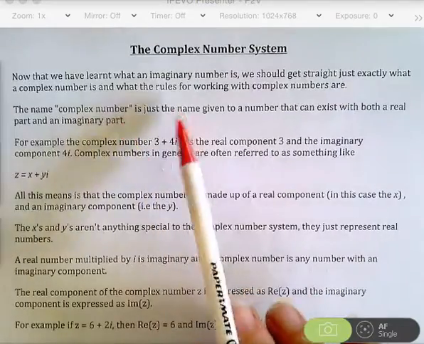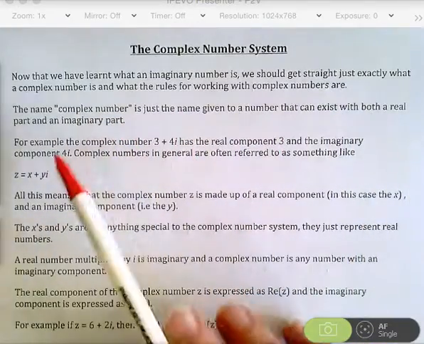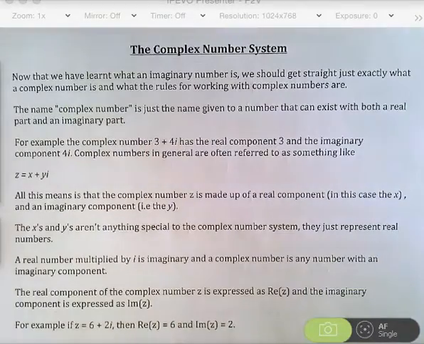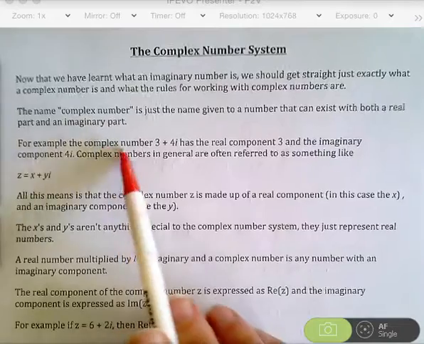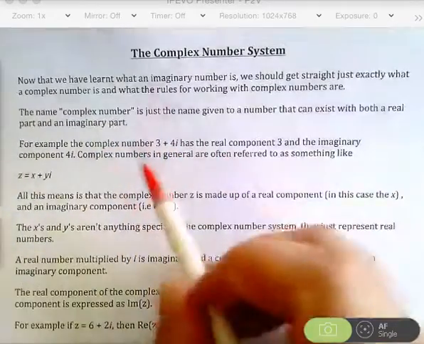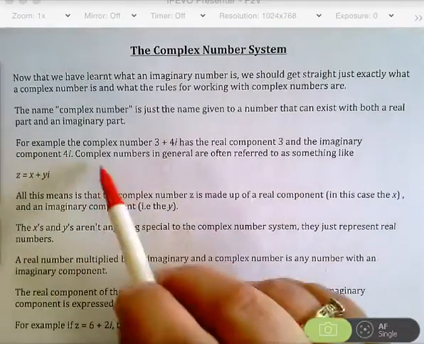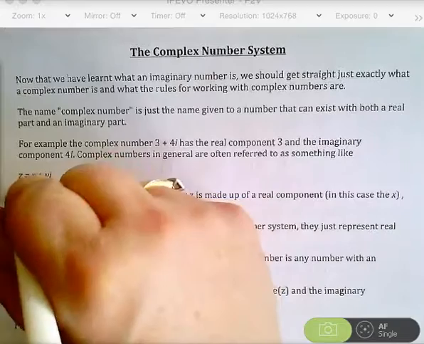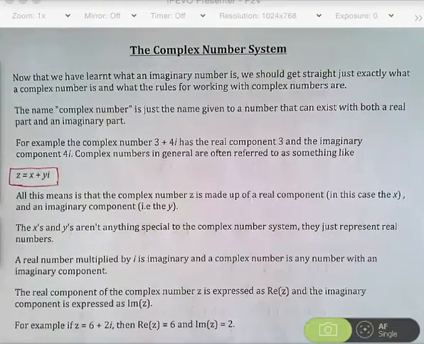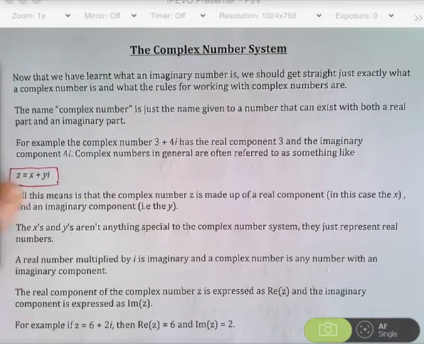So the name complex number is just the name given to a number that can exist with both a real part and an imaginary part. So it's like complicated. It's got a real bit and an imaginary bit. It's complex. For example, the complex number 3 plus 4i: the real component is 3, but the imaginary component is the 4i. Complex numbers in general are referred to as z, where z means complex number, pretty much. It's the letter, pronumeral, we assign to a complex number, and it's of the form x plus yi, or it can be a plus bi, c plus di, whatever.